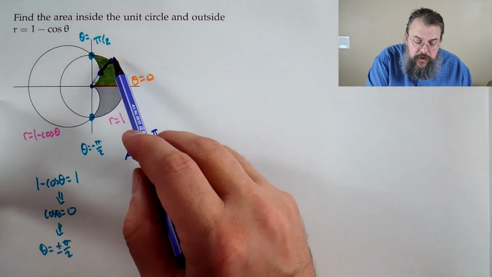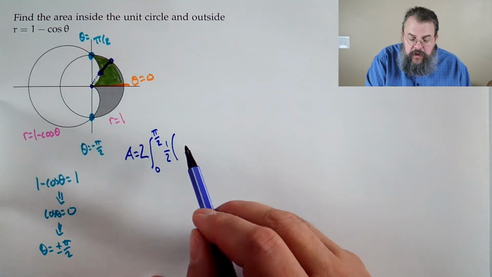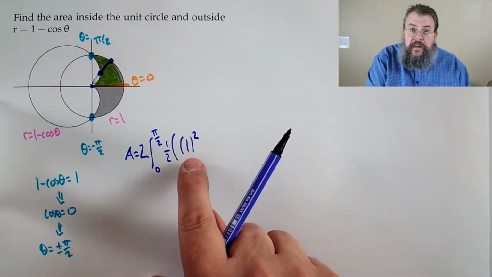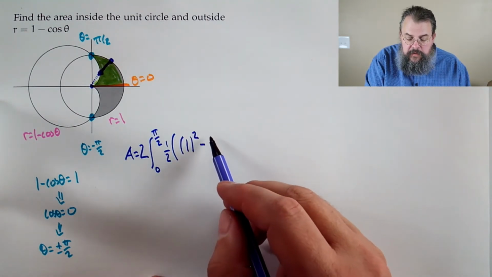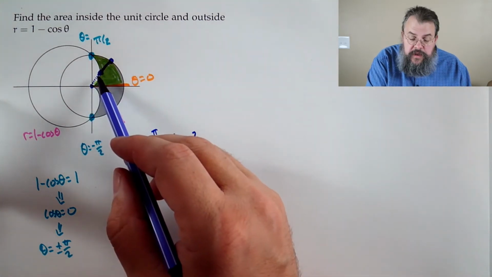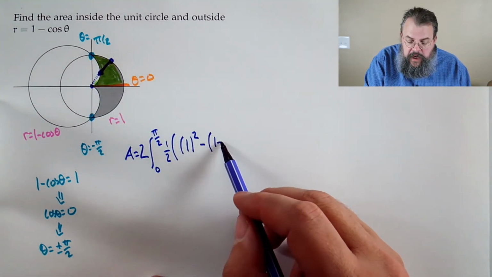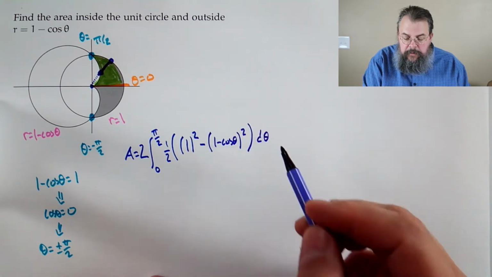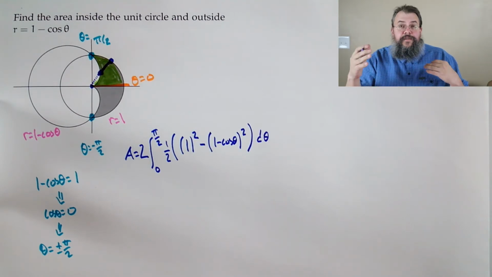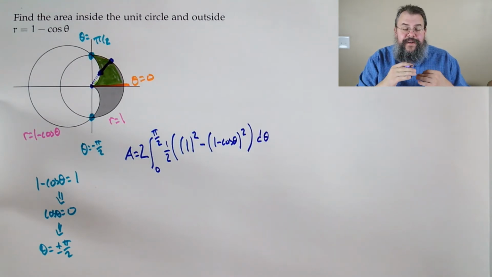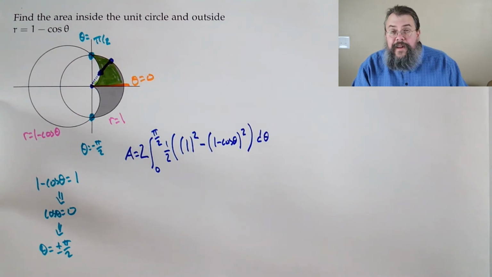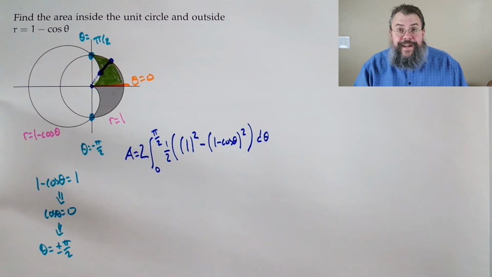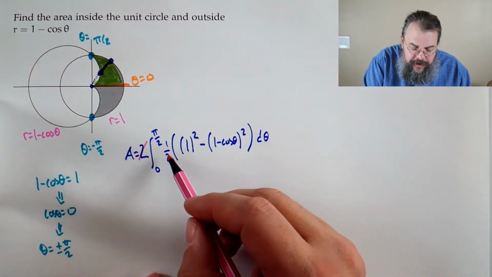So our furthest one out is the unit circle. So that will be the first term. So 1 squared, big radius squared, minus the inner curve, the one we hit first, 1 minus cosine theta squared, d theta. So big radius squared minus little radius squared. All right, great. Now, where to? Well, the 2 and the half, they cancel. Okay, yeah, that's great. Wonderful.